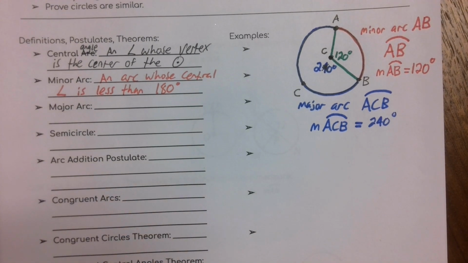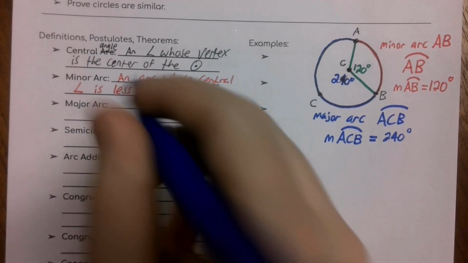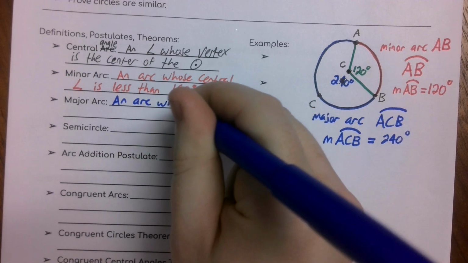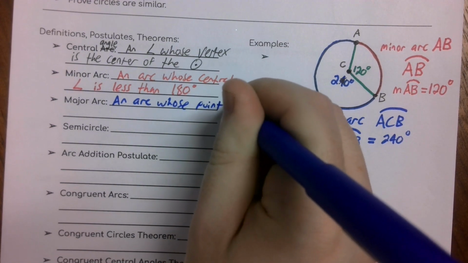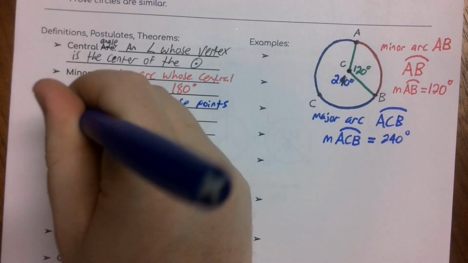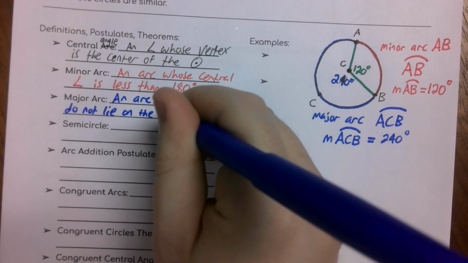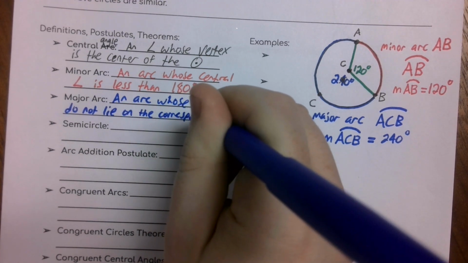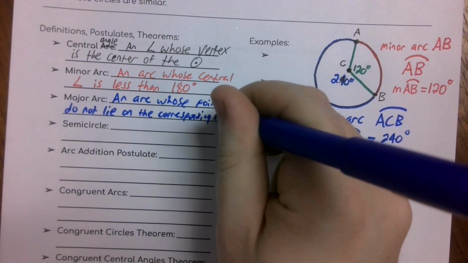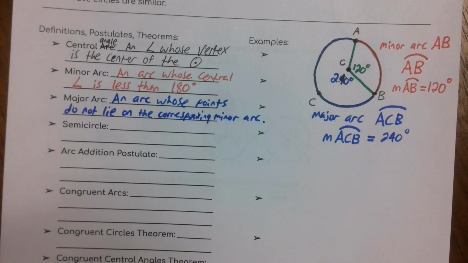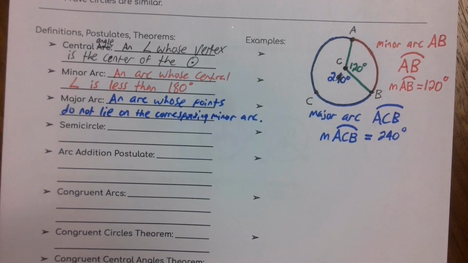So the major arc of a circle is an arc whose points do not lie on the corresponding minor arc. Whenever you split up a circle, you are always going to get a minor arc and a major arc. And the major arc is just all the points that are not in the minor arc. Perfect.